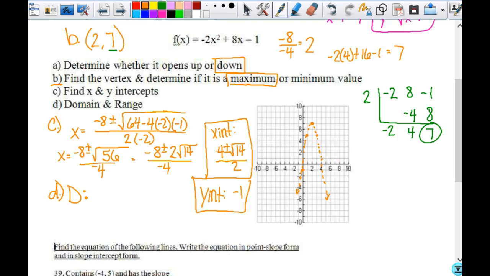Good enough. Okay, so my domain is going to be all real numbers. And then my range goes from -infinity to 7.